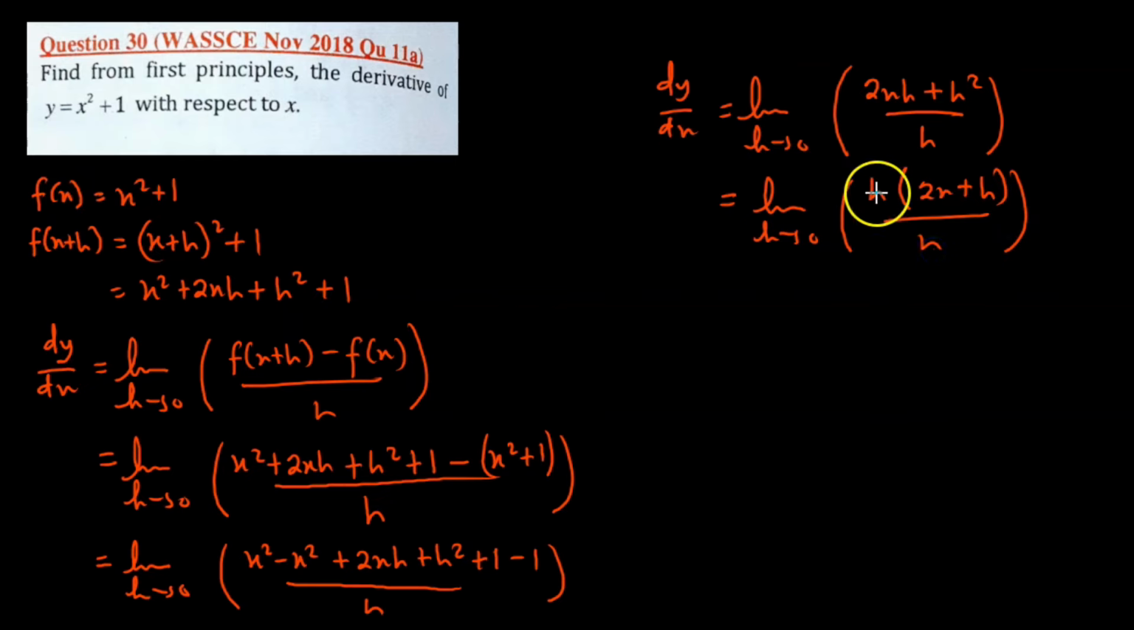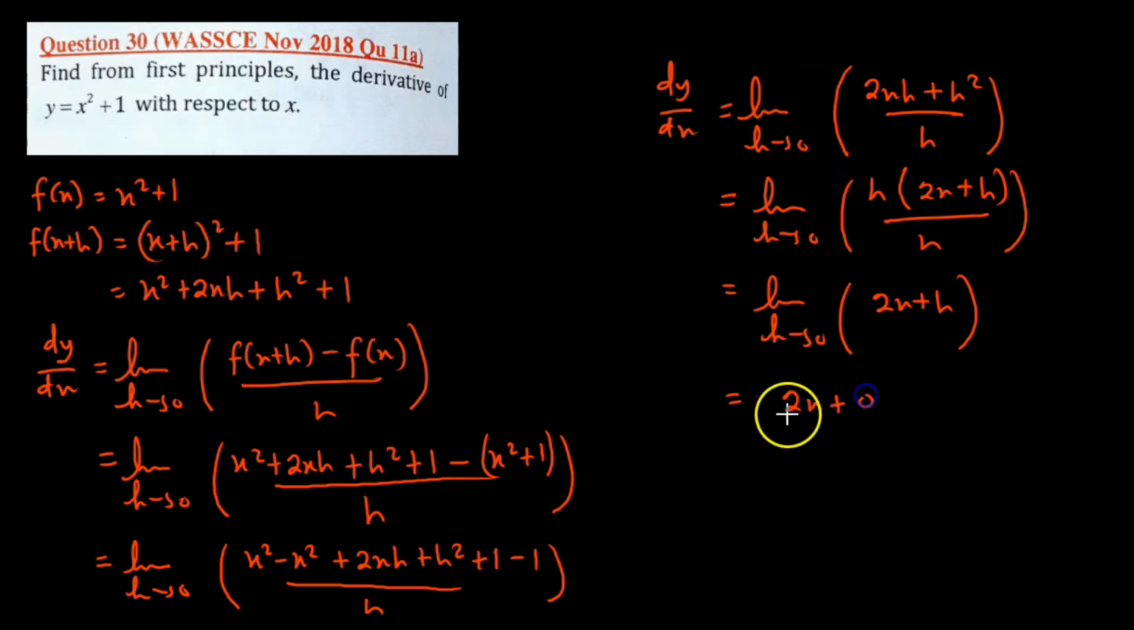So the h in numerator and denominator will be cancelled out, and it will be left with the limit as h approaches 0 for 2x plus h. At this moment, we can go ahead and substitute the value of 0 for h. So we have 2x plus 0, and then we have 2x. Therefore, dy dx is 2x. And that finds from first principle the derivative of y equals x squared plus 1 with respect to x.